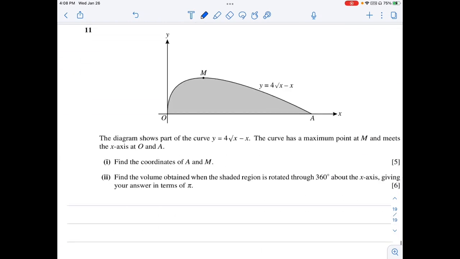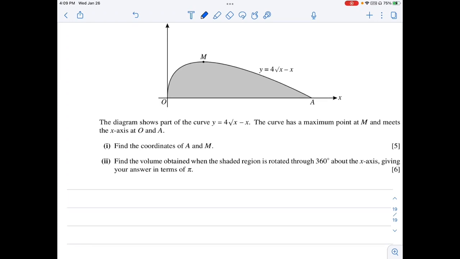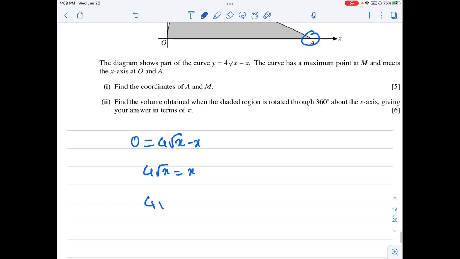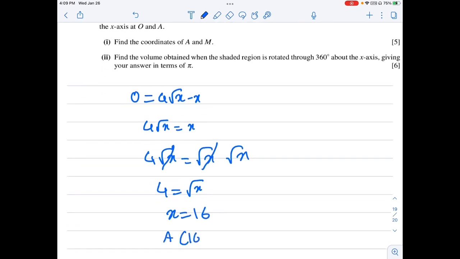Coming to the last question. The diagram shows part of the curve y is equal to 4 root x minus x. The curve has a maximum point M and meets the x-axis at O and A. Find the coordinates of O and A. Very simple. At A, the y value is equal to 0. So 0 equal to 4 root x minus x. So 4 root x is equal to x, which can be written as root x times root x. Root x cancels. 4 is equal to root x. Squaring both sides, x is equal to 16. So the point A is 16, 0.